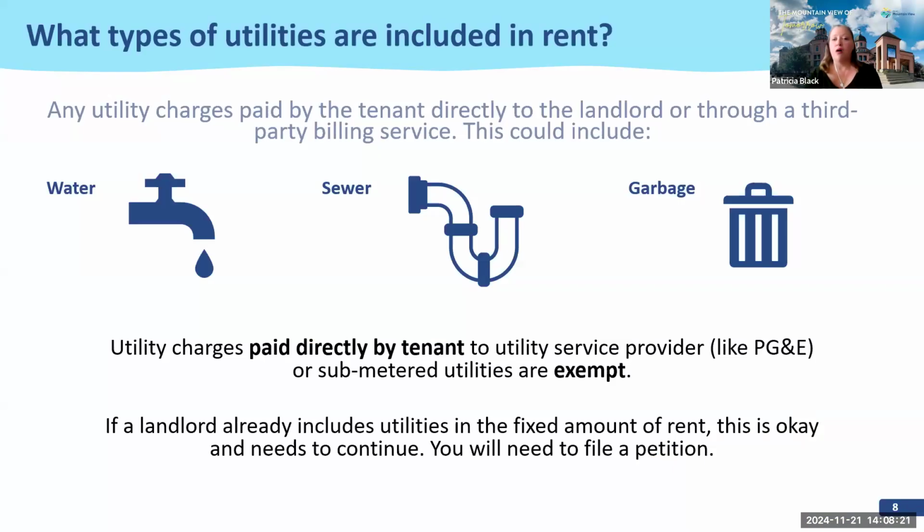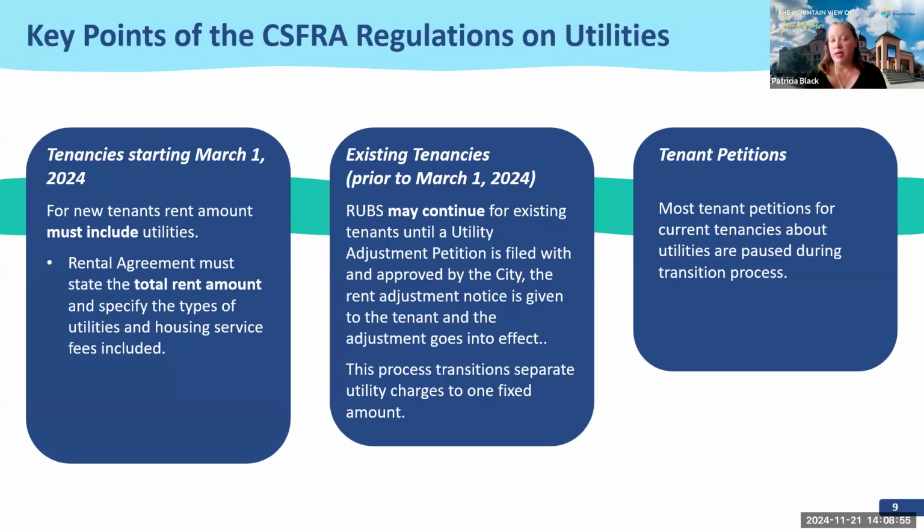If a property owner already includes utilities in the fixed amount of rent, this is okay, and that is exactly what should continue. You will need to file a petition, but it's a shortened version of the petition, just to allow tenants to respond and say no, should you not actually have your utilities fixed in rent. They need to be able to dispute what your claim is. So there's a really short version of the petition that you would complete with us, and then we would serve that on your tenant.